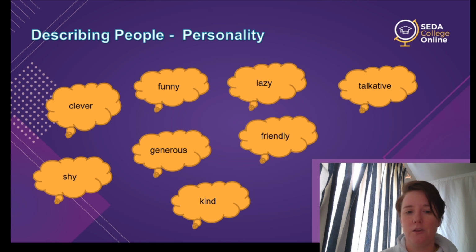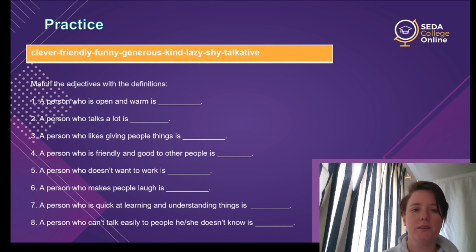So, looking at these, okay, just have a look at them. Take note of what I've said in your head. And the next part is, you're going to practice using the adjectives here. I want you to fill in these sentences, okay? So just go through them and I want you to write down the correct adjective for each one, okay? So, number 1, a person who is open and warm is, which adjective there would you use?